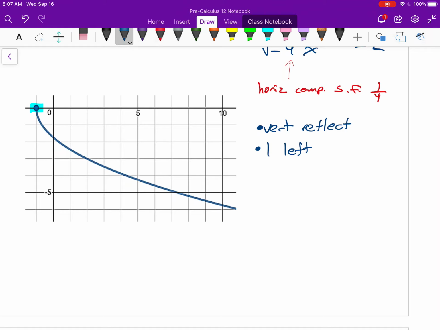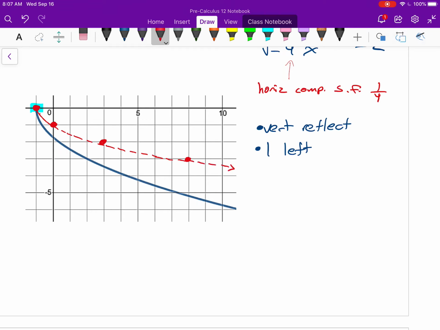Okay, so like before though, I'm going to assume there's probably some sort of stretch, but to be more than just making a guess, I want to first visualize what just a vertical reflection and 1 to the left would look like, and that would look like what I'm going to draw in red here. So what I'm drawing in red is what the graph of root x would look like if it was moved 1 to the left and reflected vertically and nothing else.